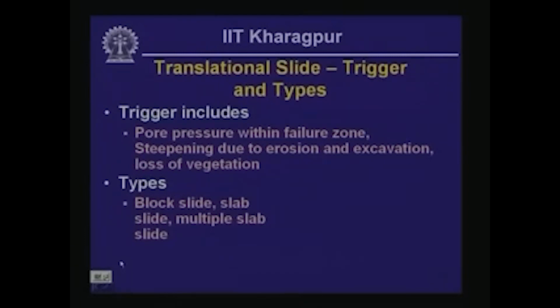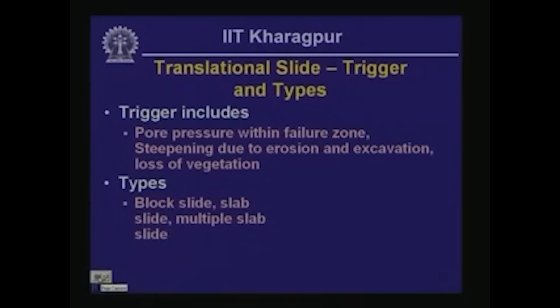Trigger and types of translational slide. How could a translational slide be triggered? They could be due to pore water pressure increase or steepening, or an increase of driving force because of a construction near the top of the failure surface, or because of loss of vegetation, as we looked at when we were considering the rotational slides. Now, types of translational slides include block slide, slab slide, or multiple slab slide.